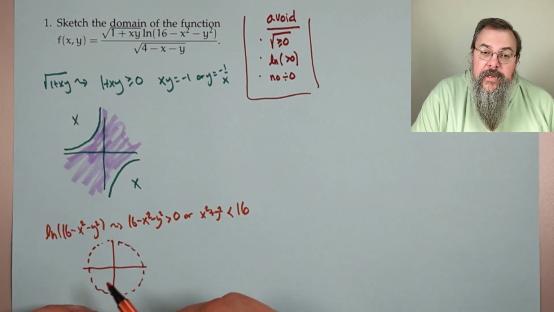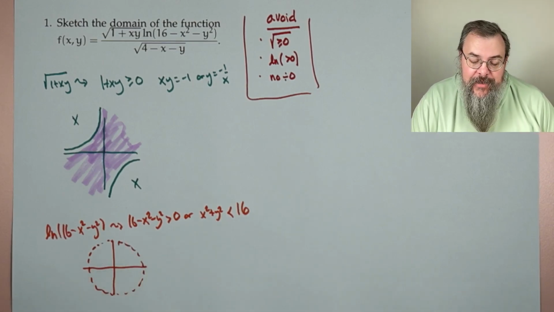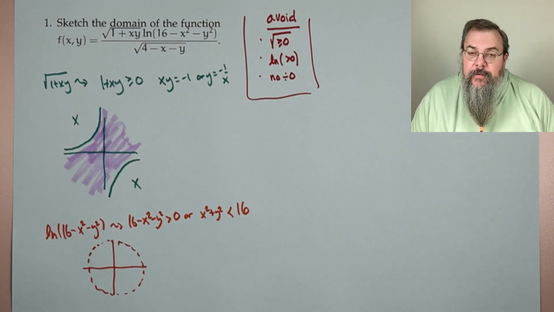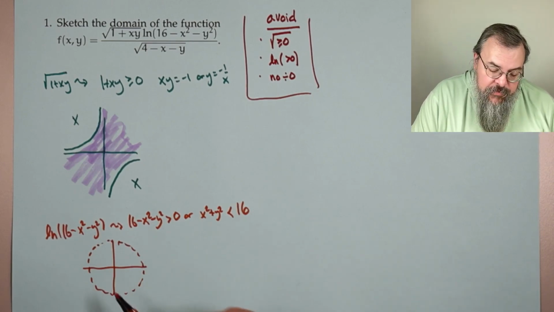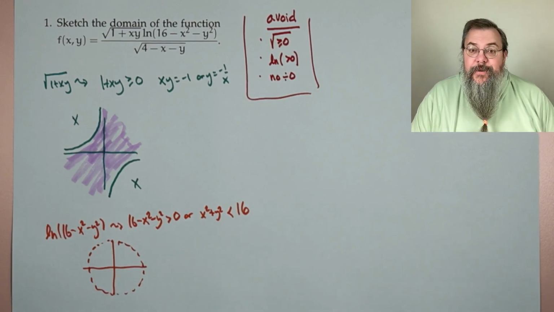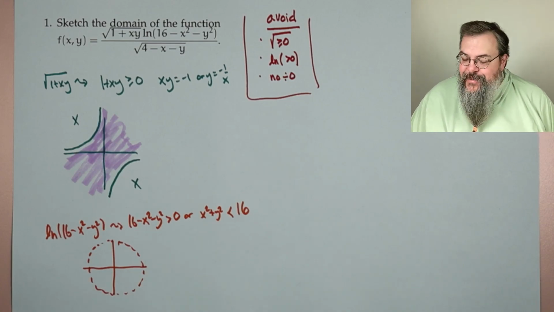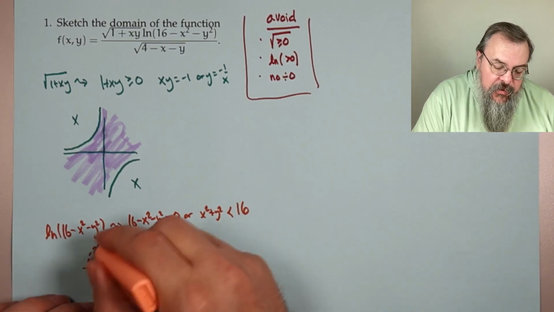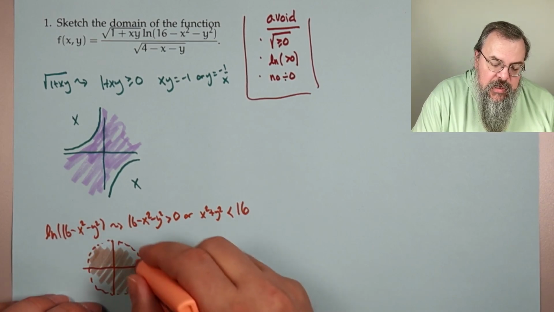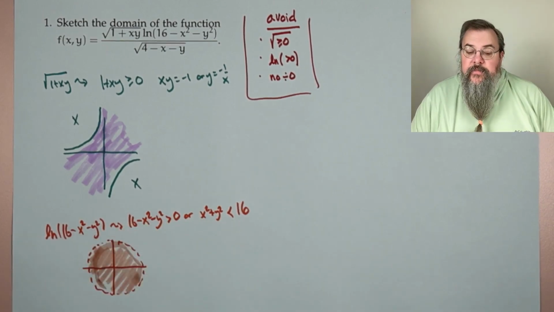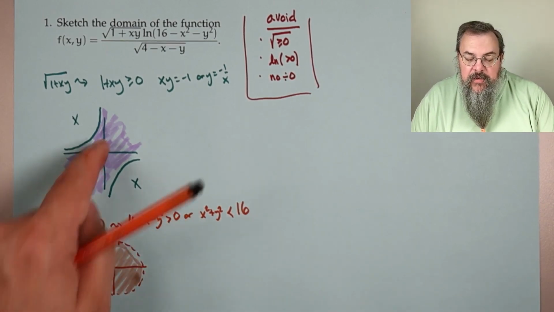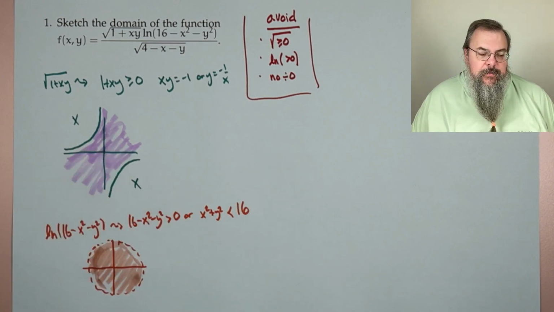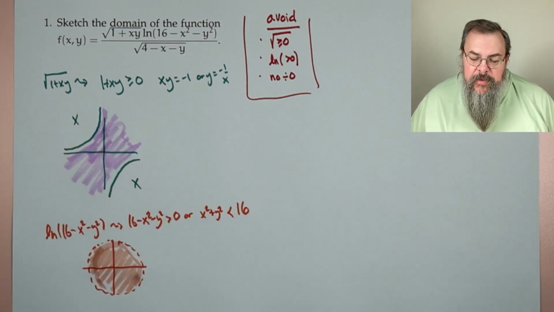Now, are we on the inside or the outside? Well, when in doubt, pick a point. 0, 0. Does 0 work? Yeah. 0 squared plus 0 squared is indeed less than 16. So we include the inside of that. All right. By the way, these are not quite the same scale. We'll get a better picture when we put it all together.